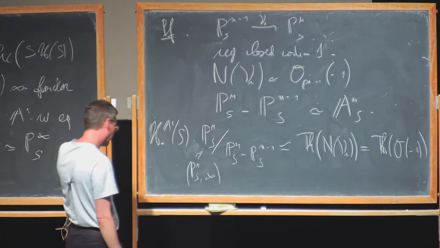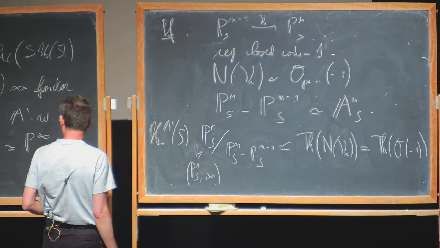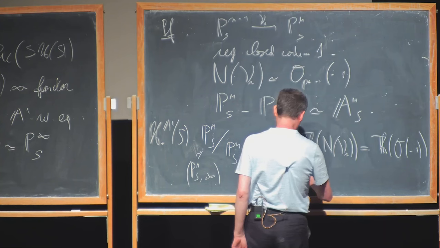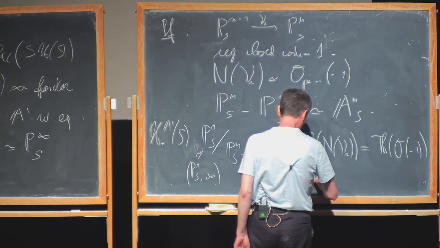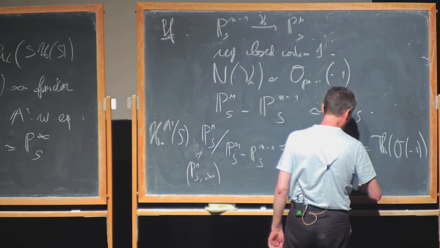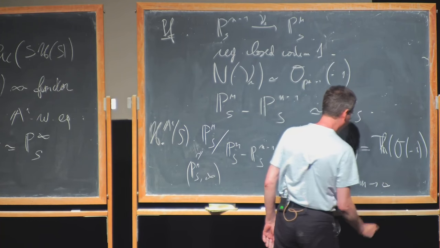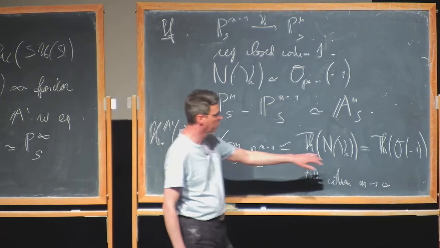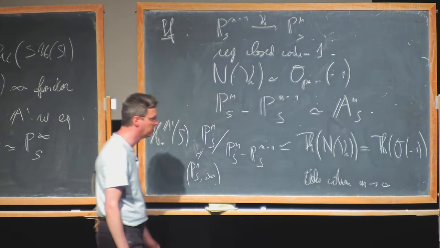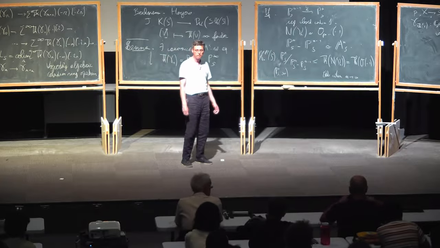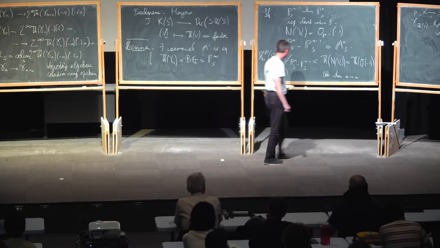Now you just pass to the colimit when n goes to infinity. Then you get P infinity here, and here you get the Thom space of gamma 1 by definition. Is it okay? Okay, great.